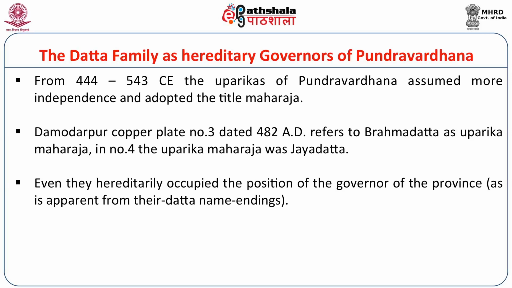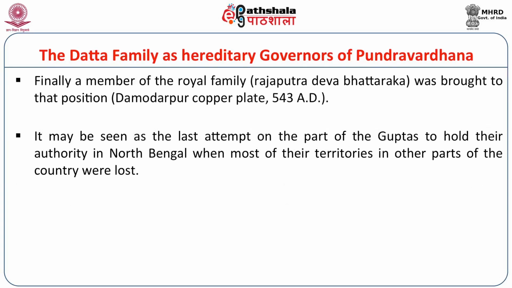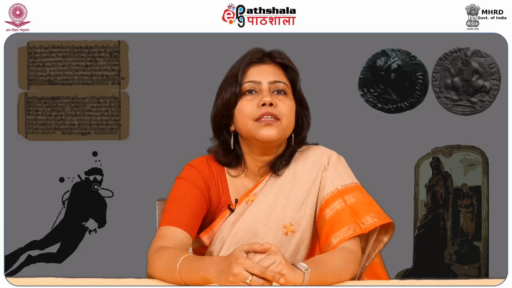Finally, a member of the royal family, he is called Rajaputra Deva Bhattaraka. He was brought to that position in the last Damodarpur copper plate of 543 AD. Soon after, the Guptas were removed from power. It may be seen thus as the last attempt on the part of the Guptas to hold their authority in North Bengal when most of their territories in other parts of the country were lost.